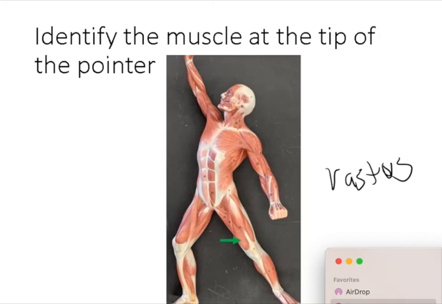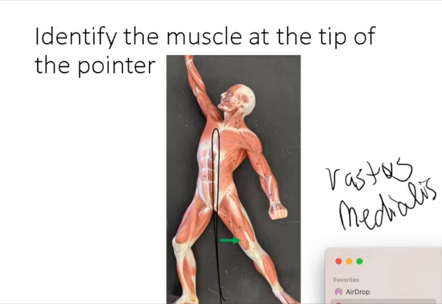Okay, so this is on the medial side of the leg. So the middle, remember, is called medial. So this is towards the inside of the leg. So this would be the vastus medialis. Okay, vastus medialis, on the medial side of the leg. So if I looked over here on the outside of the leg, that would be the vastus lateralis.